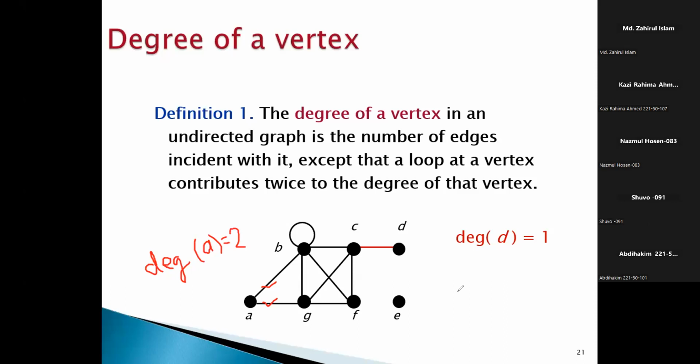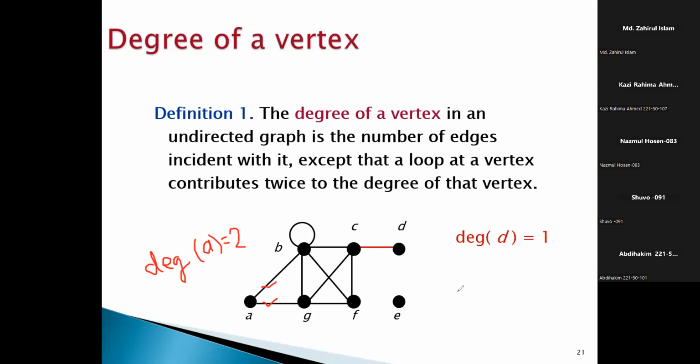Three? Four? Five? How many degrees of node B? No, the loop also. Always consider the loop. If there is a loop, the degree will automatically be 2 for a loop. For a loop, the degree is 2.